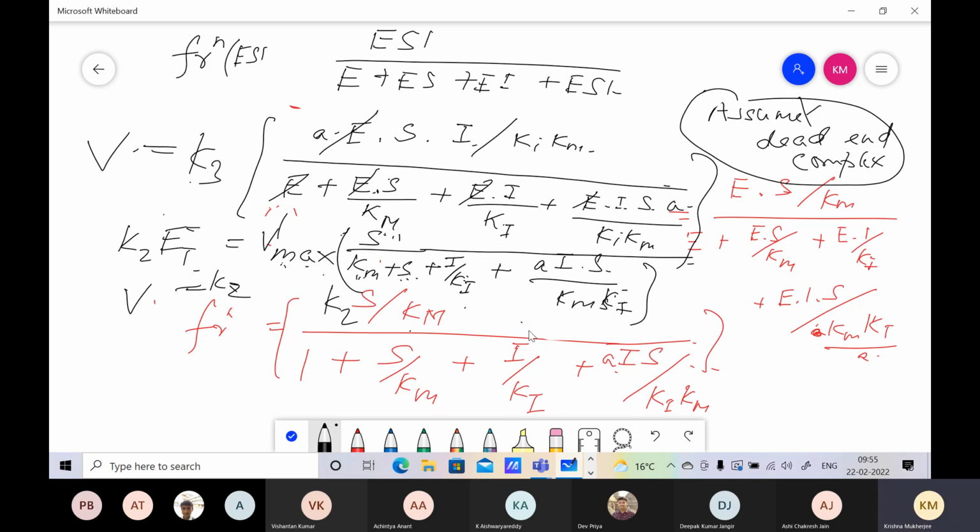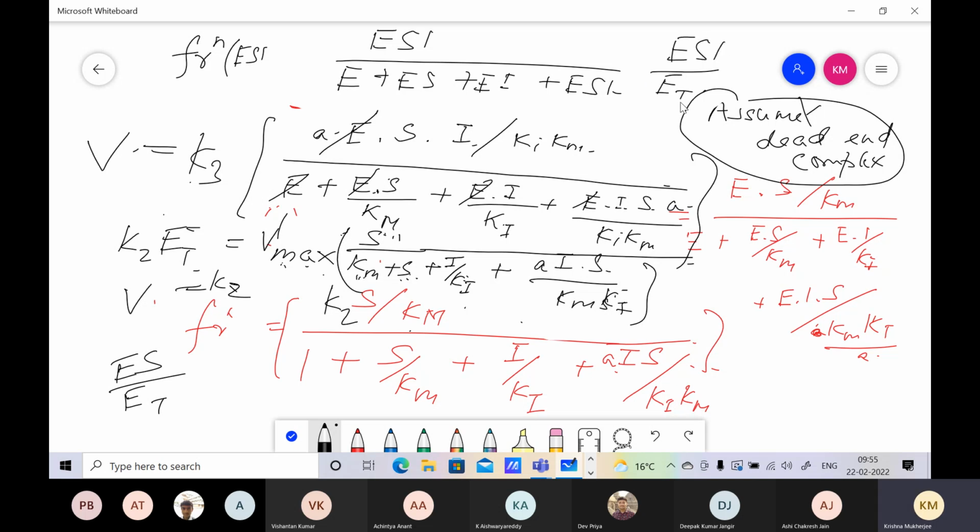This, of course, if only ES is there. Otherwise, this plus this as well. So, you can simply look at the fractional saturation of the sites with respect to the total amount of enzyme. So really, we are all the time looking at ES by ET, or if ESI is active, ESI by ET.